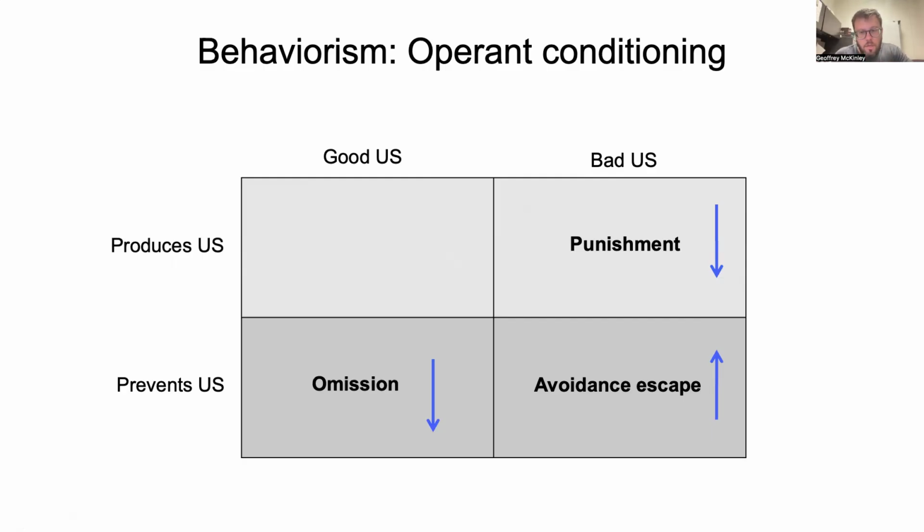And then probably the most intuitive type of training, which we're going to focus on for most of this lecture, is where a certain kind of behavior produces a good unconditioned stimulus, and that has the effect of increasing whatever behavior it is that produced that unconditioned stimulus. This is called reward training, but it's also called positive reinforcement. For a lot of the talk, we'll be mainly focusing on positive reinforcement.